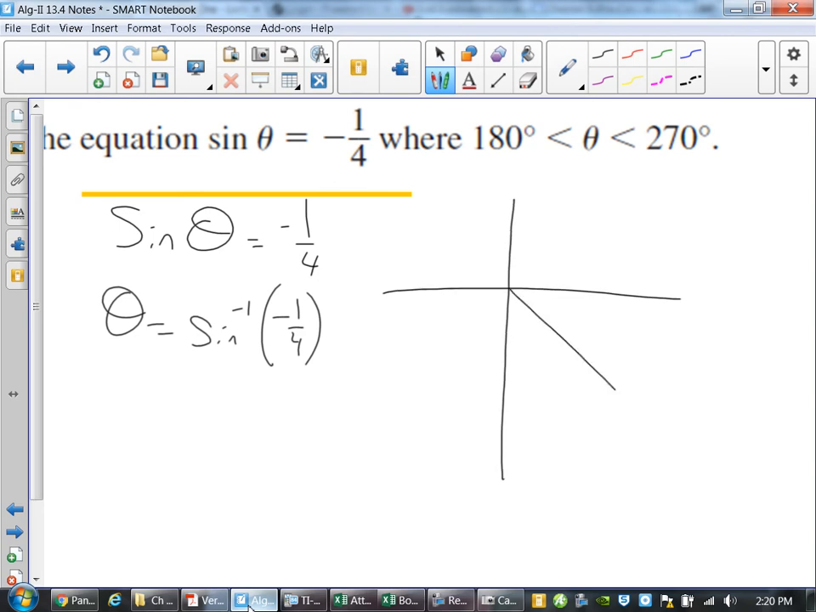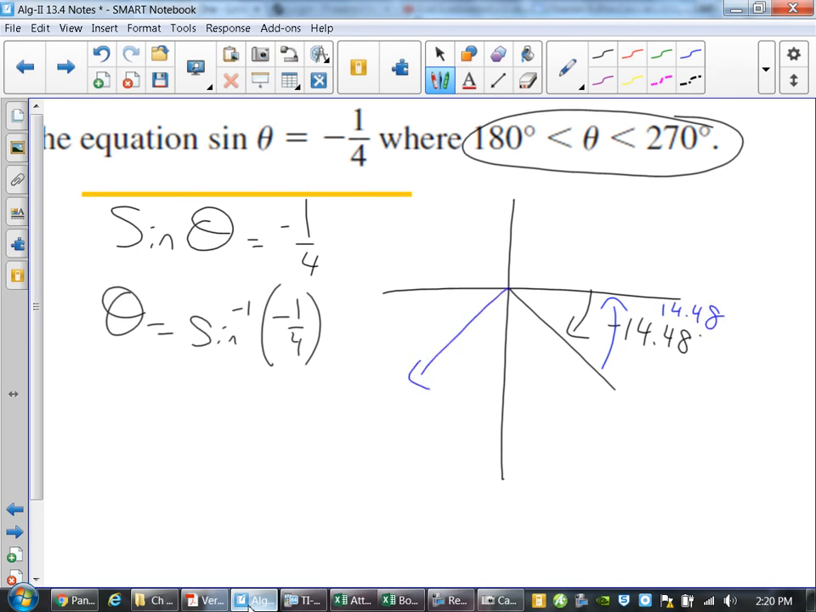I have an angle in the fourth quadrant of negative 14.48. But they're asking me to find where its match is in the third quadrant, which means you have to find its reference angle. What's the reference angle to negative 14.48? 14.48. Very good. Your reference angle is 14.48, which means if I want to be in the third quadrant, I move down 14.48.